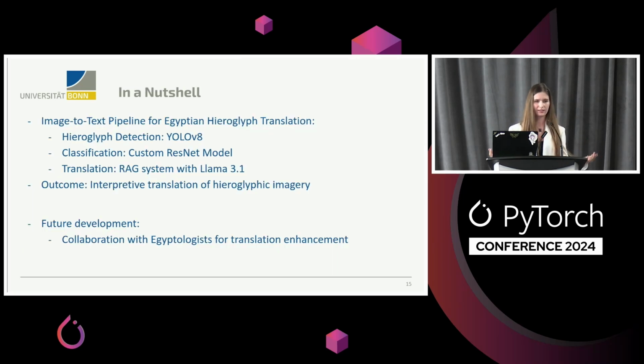To put it all together, I created an image-to-text pipeline to translate Egyptian hieroglyphs. This combines computer vision with large language models. In the end, I used YOLO V8 for the hieroglyph detection and a customized ResNet model for the classification. The translation then happens with Llama 3.1 using my RAG system. This brings an interpretive translation of hieroglyphic imagery.